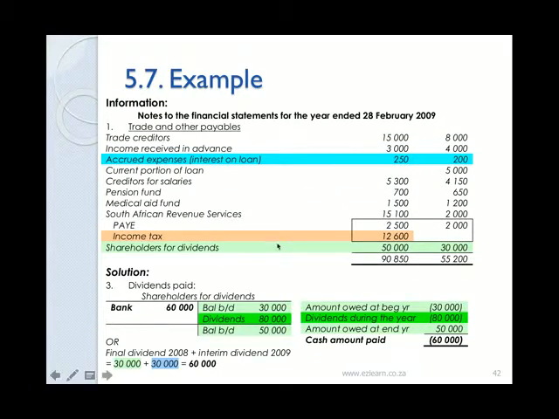We are then given the shareholders for dividends amounts owing at the beginning and end of the year. Again, you might remember that these were in fact given in the retained earnings note for dividends as the recommended amounts at the end of the year. So in fact, we have already shown these in our T accounts and logical calculation. However, this serves as a double check just in case you missed it earlier.